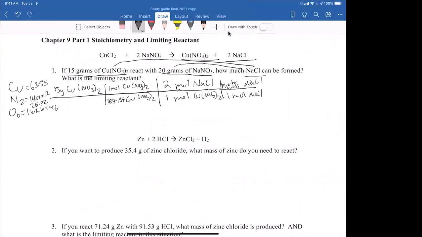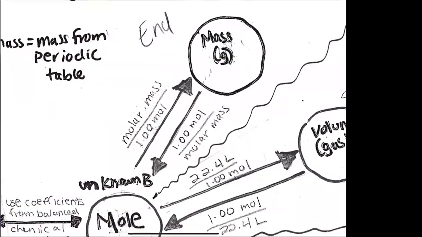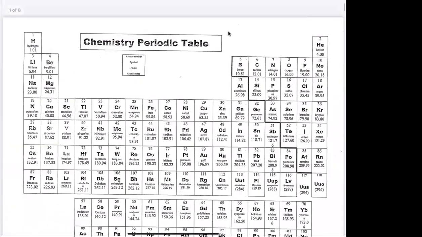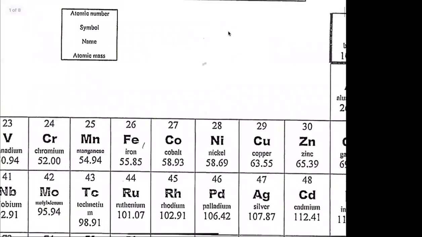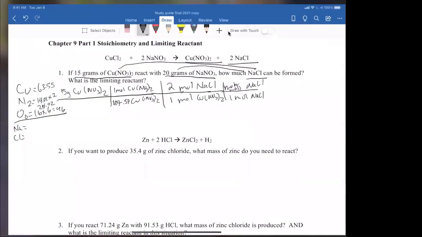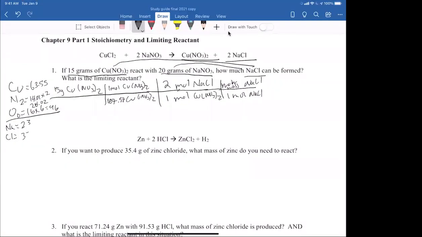Because remember, we want to go from CuNO3 to NaCl. So now I need the mass of NaCl. So I need to know what Na is equal to, Cl is equal to. Na is 23. Cl is 35.45. So 23 plus 35.45. And this one doesn't have any little subscripts or whatever, so it's just one of each. And that would be 58.45 grams.